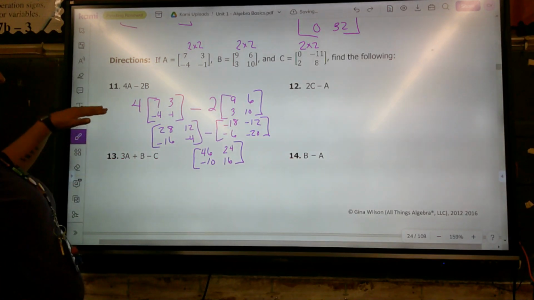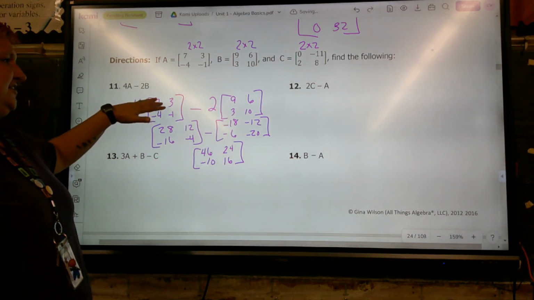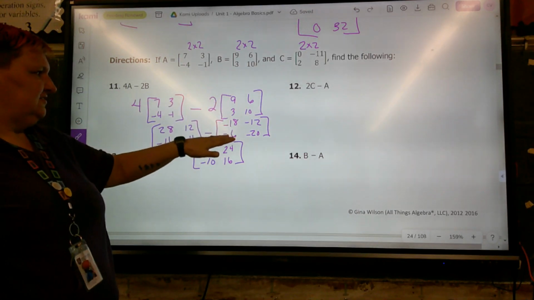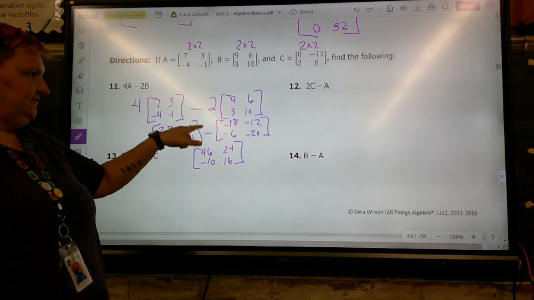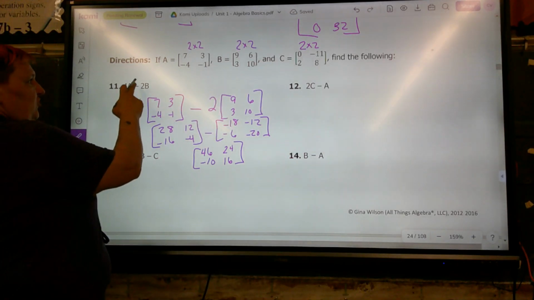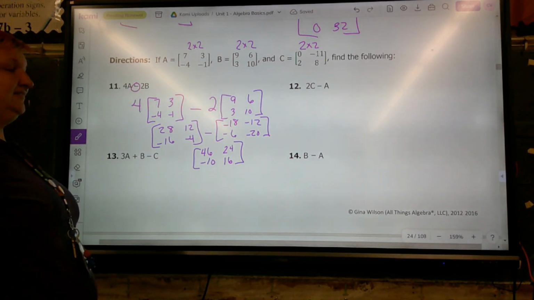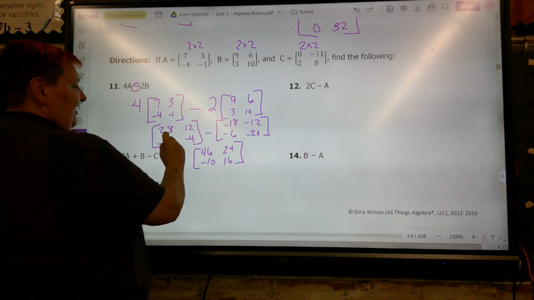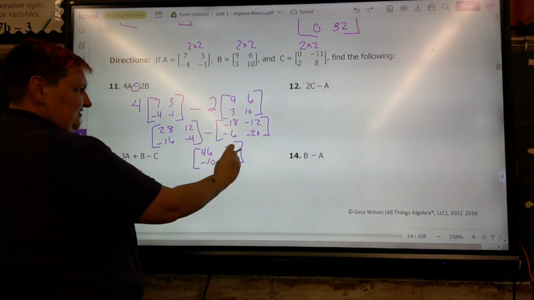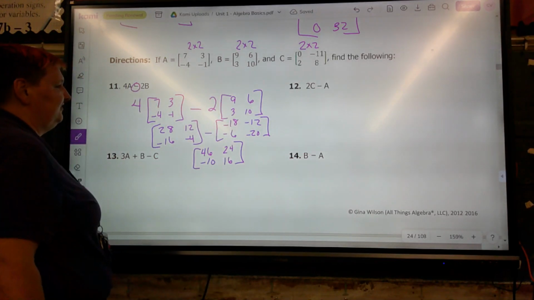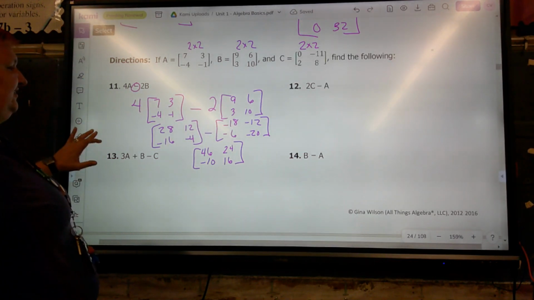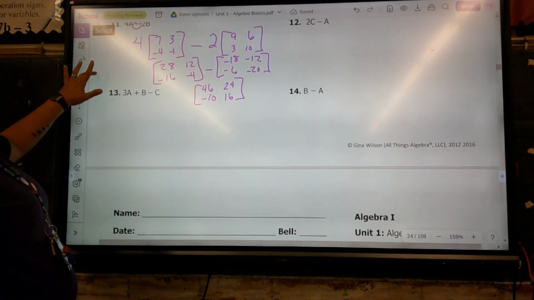So, step by step. First, I did the scalar multiplication to get this. I kept the negative sign, right? Because it told me to right here. And then I subtracted, so I had to be careful with all my double negatives. And I got it down to here. I know, it looks insane. That's okay, one step at a time.